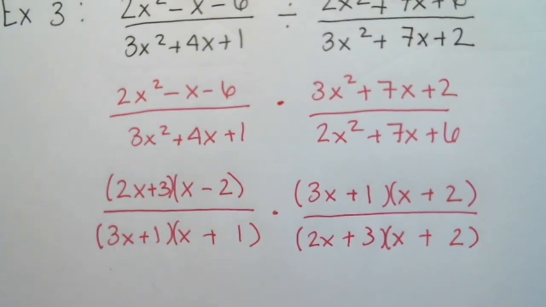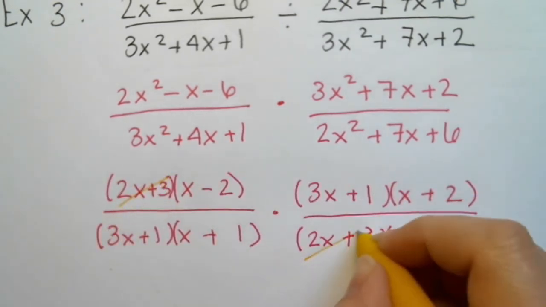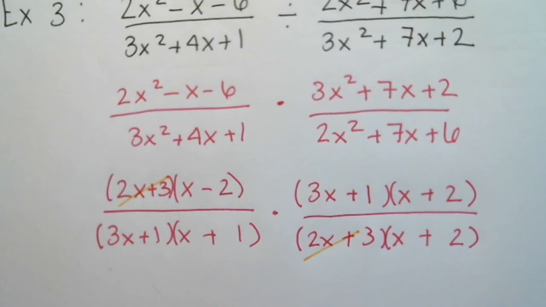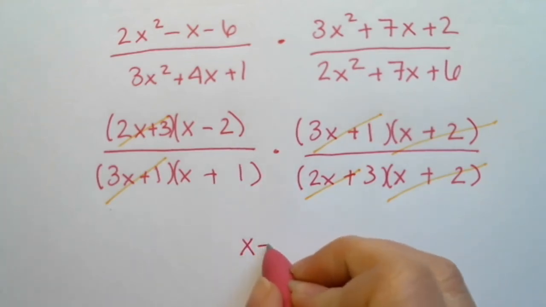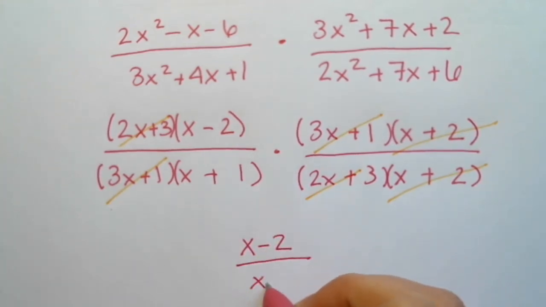Okay, so now we're going to cancel all of our common factors. So we have 2x plus 3 canceling with this 2x plus 3. We have 3x plus 1 canceling with this 3x plus 1. And we have these x plus 2's canceling. Okay, so the only thing left is x minus 2 over x plus 1.